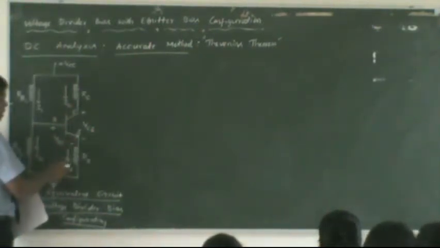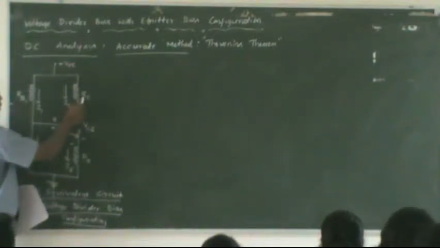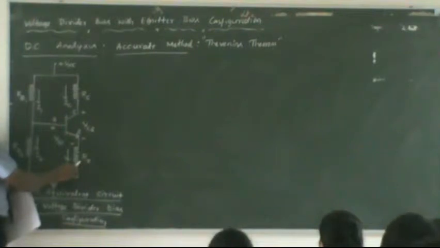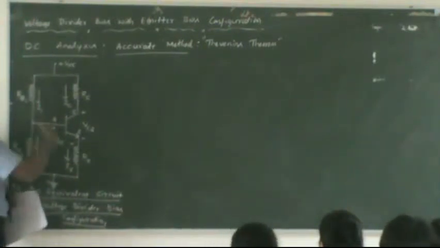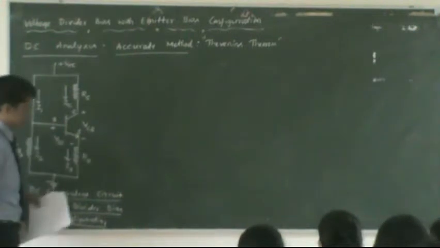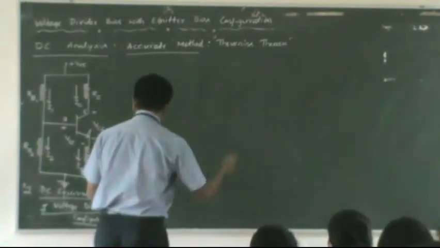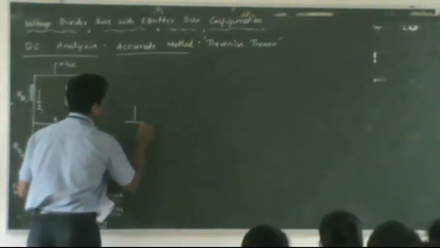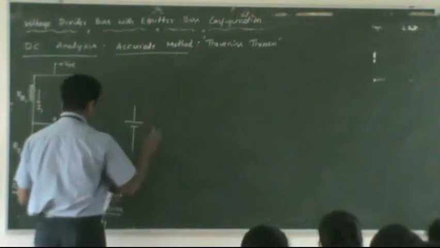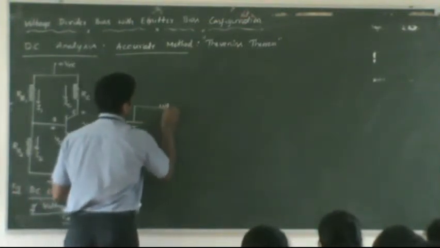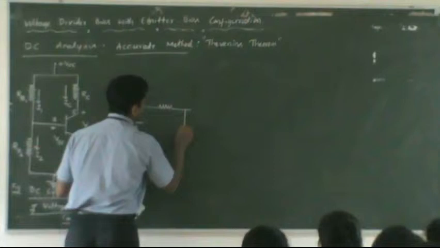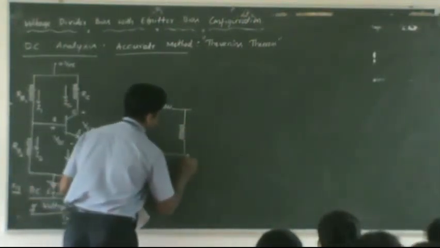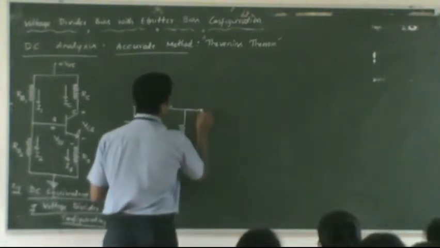We will not make any changes to the output section, which contains RC, the transistor, and RE. Since the input section will be modified as per Thevenin's theorem, we can write the Thevenin's input section here. You can see how I am going to modify it. We have a voltage source followed by the resistances RB1 and RB2, which we saw in the previous circuit. That can be modified in this fashion.